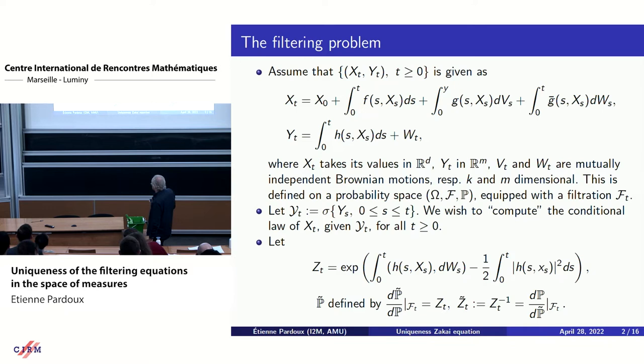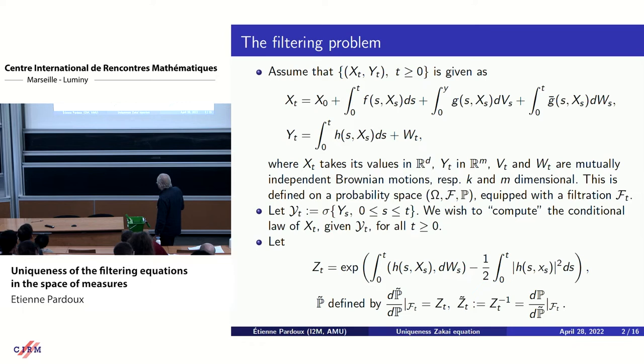Okay, so now in order to tackle this problem, the simplest is to introduce a change of probability measure. So I define Z_t to be the exponential of the integral of h dW minus one half h squared ds. And I define a new probability measure, P tilde, such that the Radon-Nikodym derivative of P tilde with respect to the original measure P, restricted to F_t, is just Z_t. And if I define Z tilde_t to be the inverse, 1 over Z_t, then of course this is the reverse Radon-Nikodym derivative.